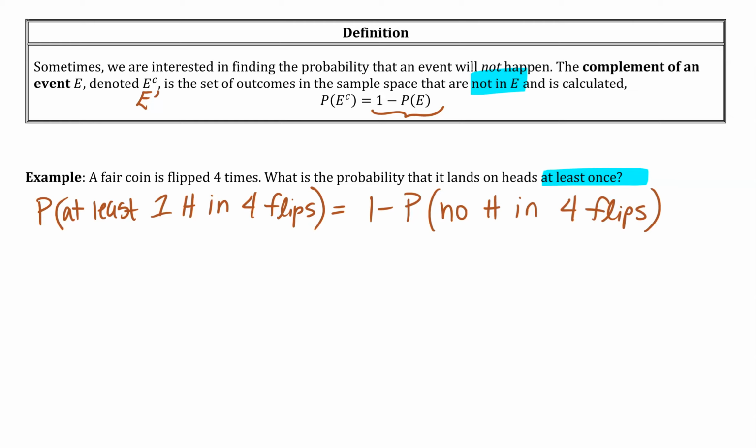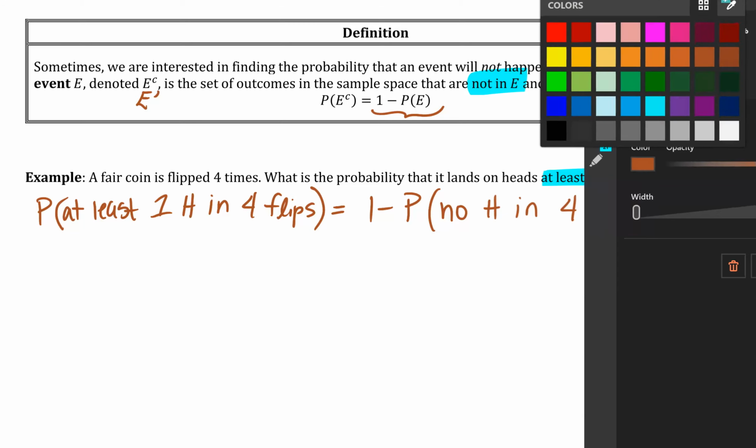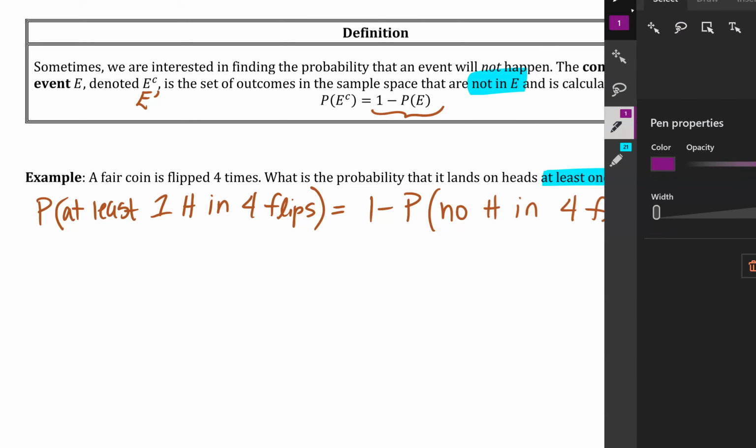Now the reason that we decide to calculate it this way is because it's a simpler case to calculate no heads than it is to calculate all of these cases where you're saying at least one, because that could be 1, 2, 3, or 4. So we're just making our lives easier basically by using the complement rule. So now let's actually do this.